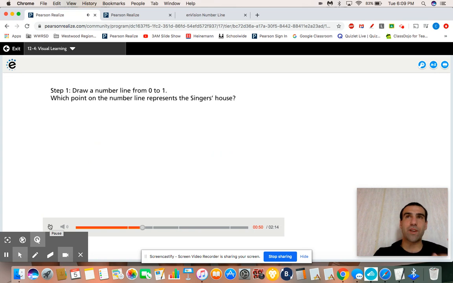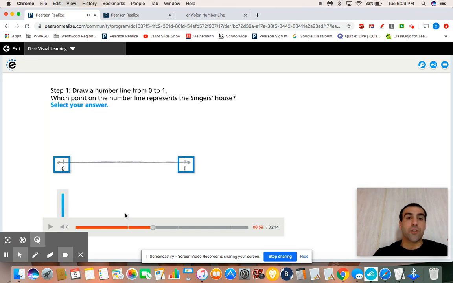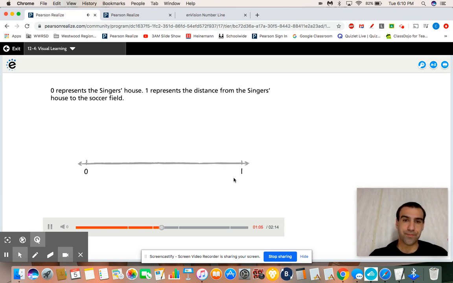So we're representing from Greta's house to the soccer field. That's our area. Draw a number line from 0 to 1. Which point on the number line represents the Singer's house? Select your answer. So we're starting from 0 to 1. Which point will represent the Singer's house? Think about that for a minute. And we know that 0 is, because that's where we're starting. 0 represents the Singer's house. 1 represents the distance from the Singer's house to the soccer field.